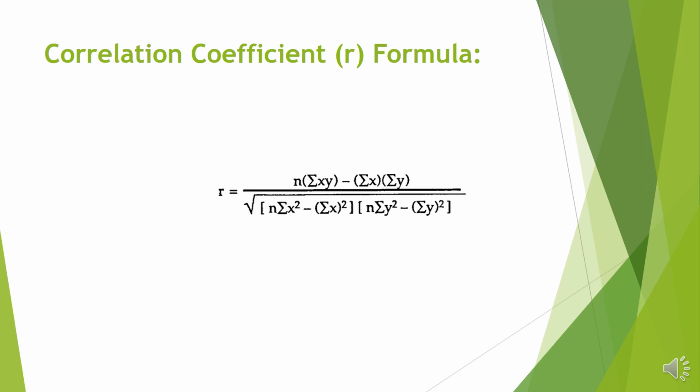So R is equal to n, small n is the number of observations or sample size, into summation of xy minus summation x into summation y, divided by under root of n summation x square minus summation x whole square, into n summation y square minus summation y whole square. So this is the formula. Student, you should remember this formula.